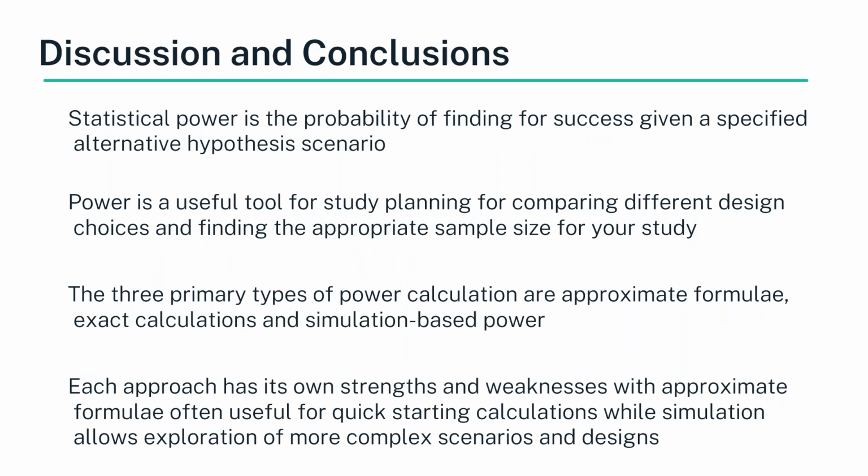But statistical power is the probability of finding success given a specified alternative hypothesis scenario. Or if you want to take it more high level, as long as we're willing to define a success criterion, it's basically how likely are we to have success given a specific alternative scenario is passed through into our statistical procedure. So that's the highest level idea of what power is.